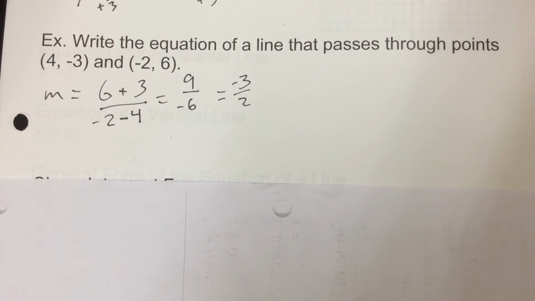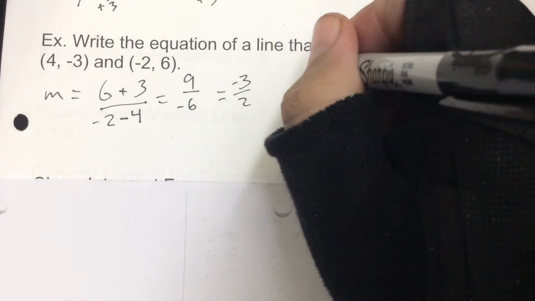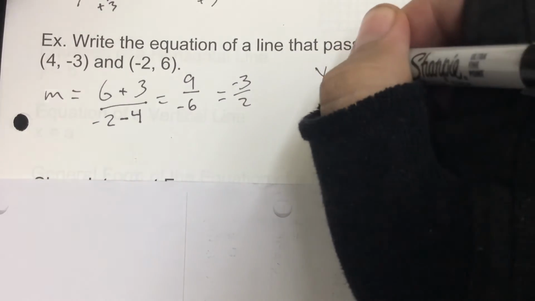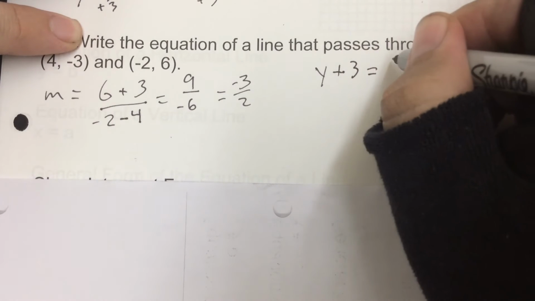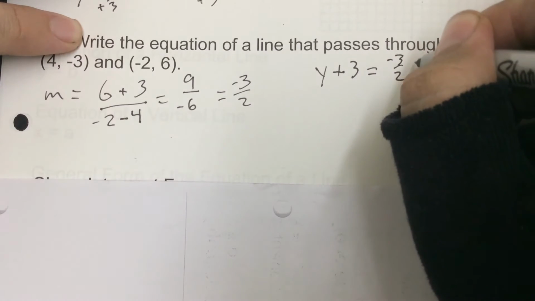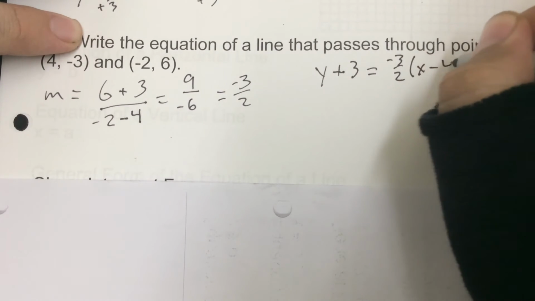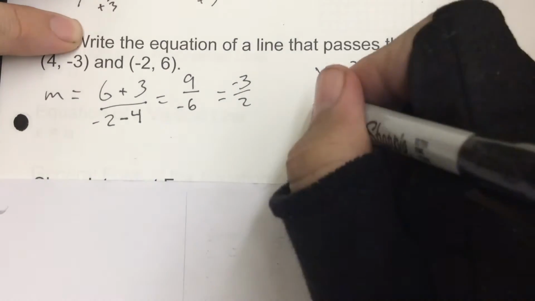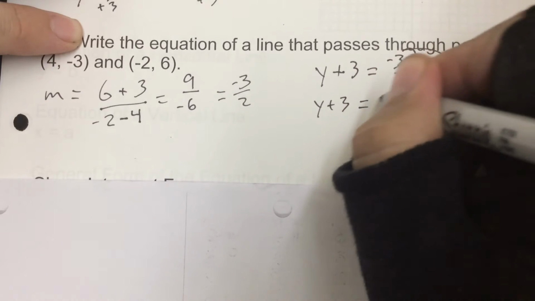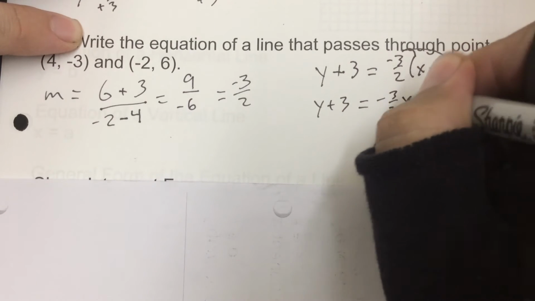From there, point slope form. So y minus, I'm going to use the first one here, so plus 3 equaling negative 3 halves x minus 4. So I distribute this in. Y plus 3 would equal negative 3 halves x.